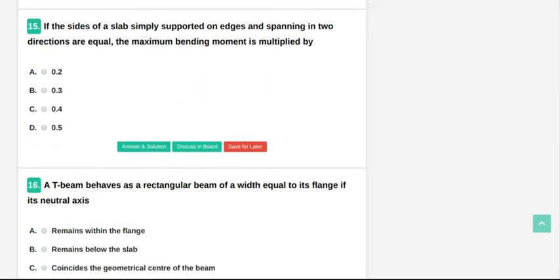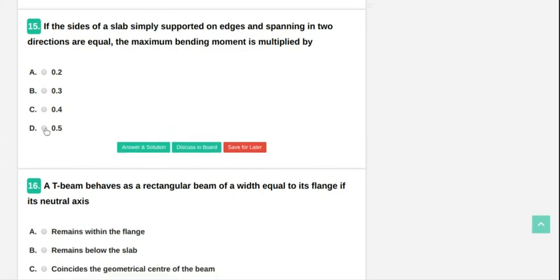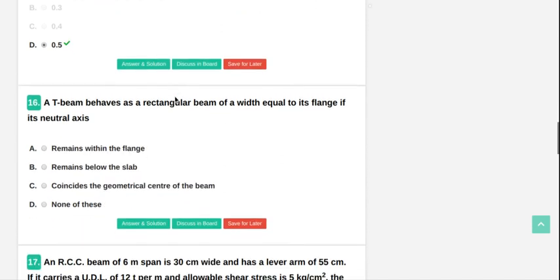If a slab is simply supported on edges and spanning in two directions, the maximum bending moment is multiplied by 0.5, that is 1 by 2 times the bending moment.